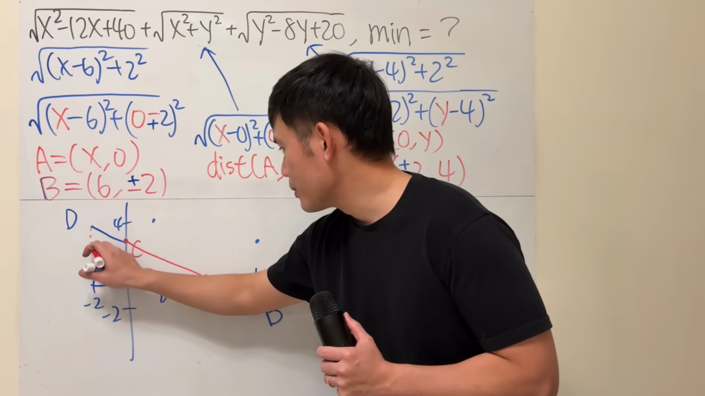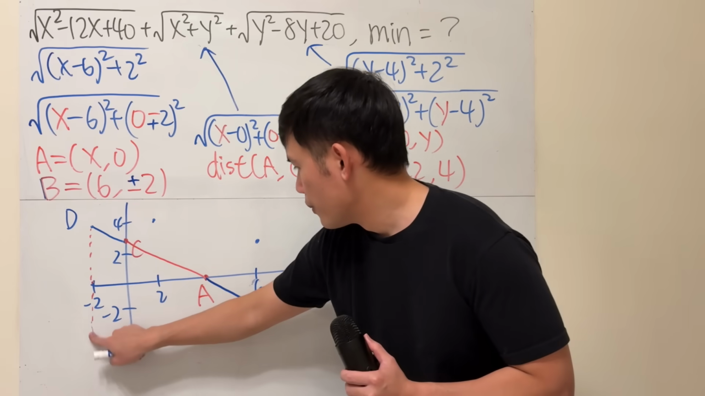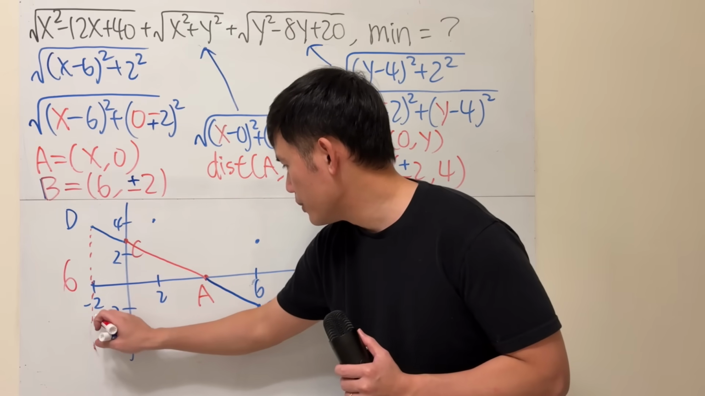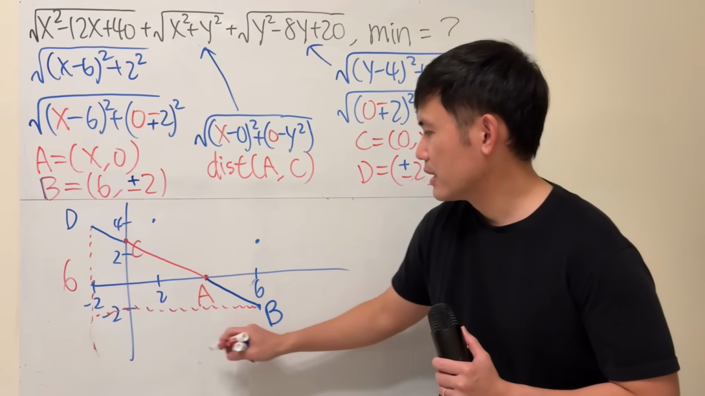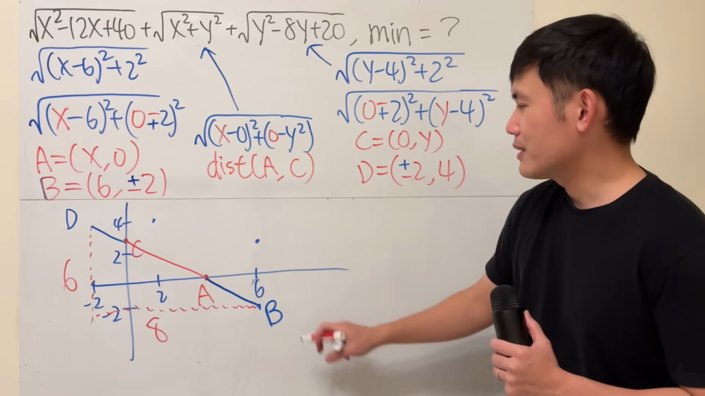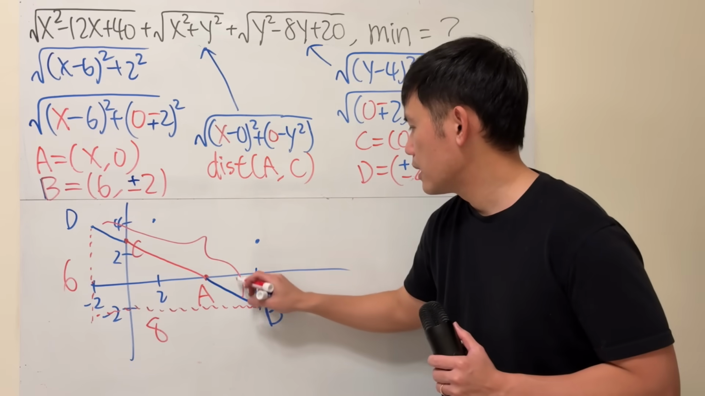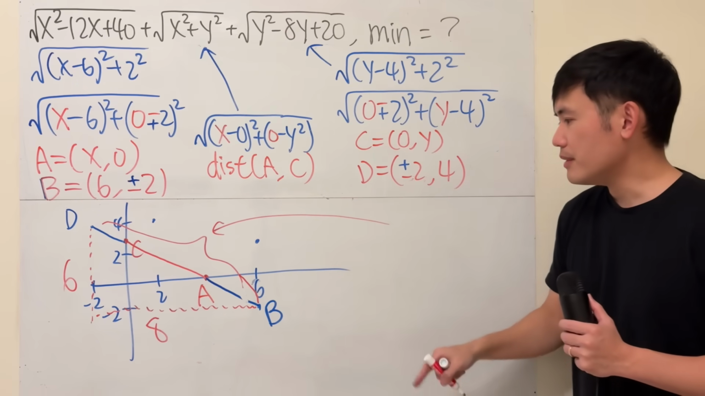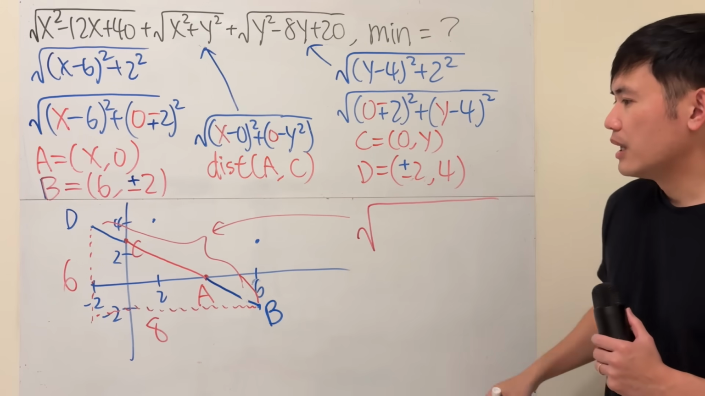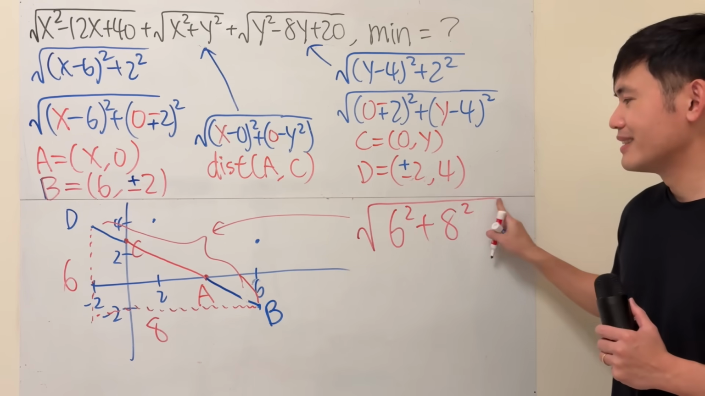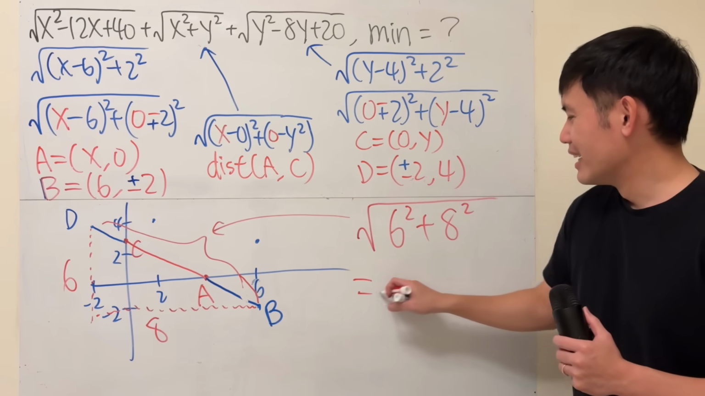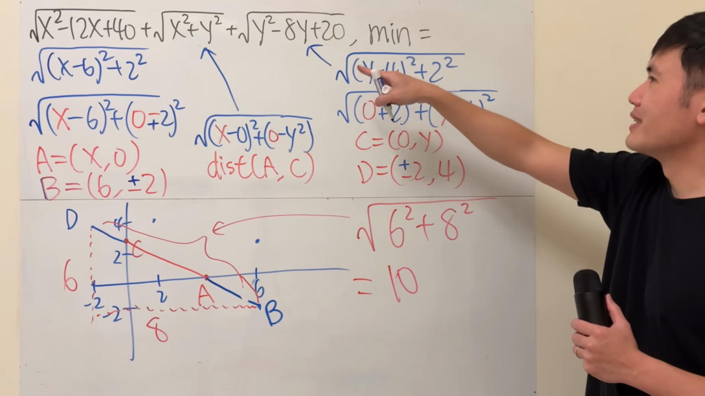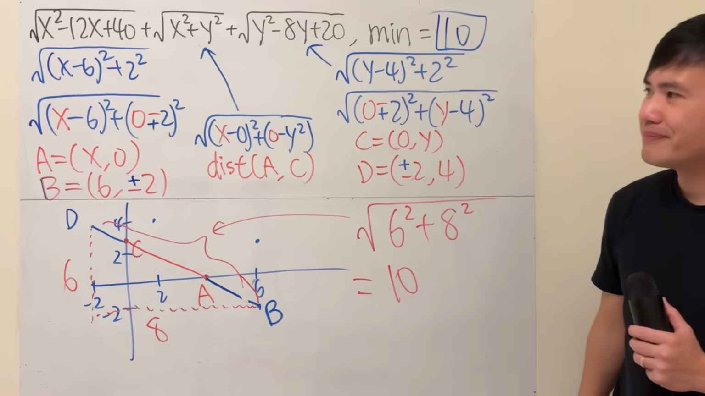How do we find out this distance? Well, have a look. I'm going to complete this right triangle. From negative 2 to 4 is 6. And then from negative 2 all the way to 6, this distance is 8. So have a look. This whole distance will give you the minimum for that. All I have to do is take the square root of 6 squared plus 8 squared, just like that. On the inside is 100, and the square root of 100 is 10. So the minimum value for this function is equal to 10.